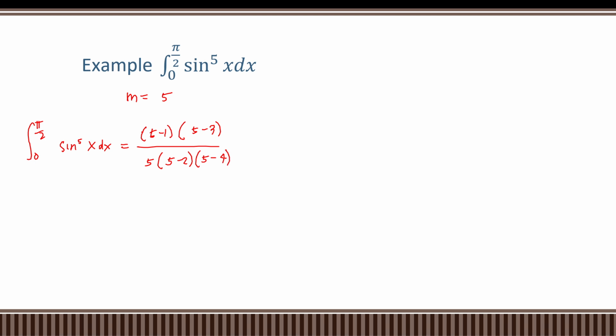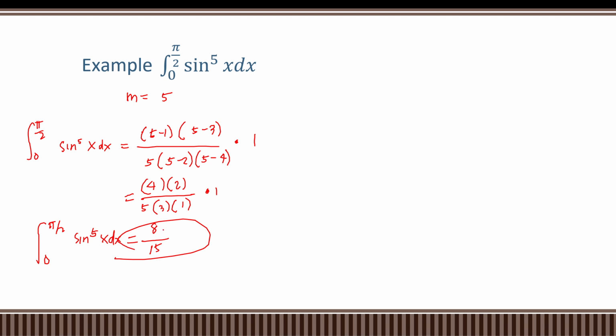Okay. 5 minus 4 multiplied by 1. So with 2 and 4, we have here 4 times 2 over 5 times 3 times 1, multiplied by 1. So we are going to have 8 over 15. So the integral from 0 to pi over 2 of sine 5x dx is equal to 8 over 15.